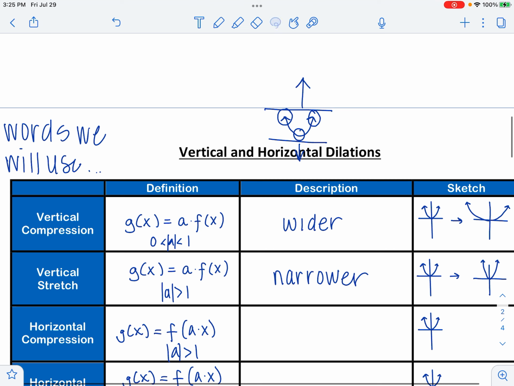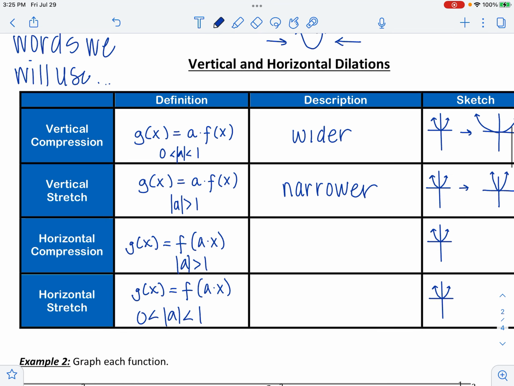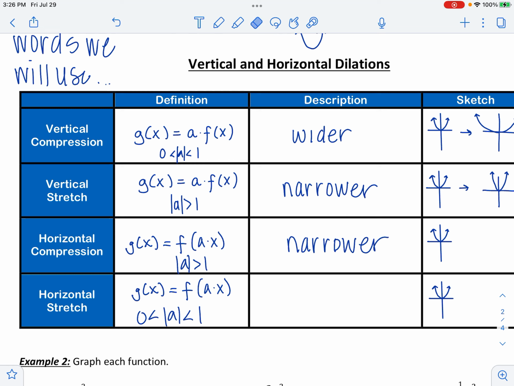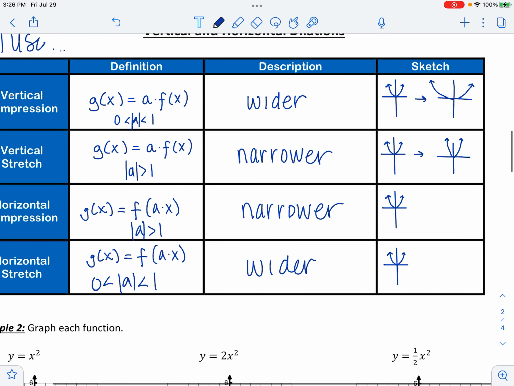So now, let me get my drawing back here, okay? So here's my parabola. If I horizontally compress it, so if I push in it this way and this way, is it going to get wider or narrower? Narrower. Okay, and then if I horizontally stretch it, meaning if I pull on the sides this way and this way, does it get wider or narrower? Wider. So when I have a horizontal compression and I compress it horizontally, it's going to be narrower. When I have a horizontal stretch and I horizontally stretch it, it is going to be wider.